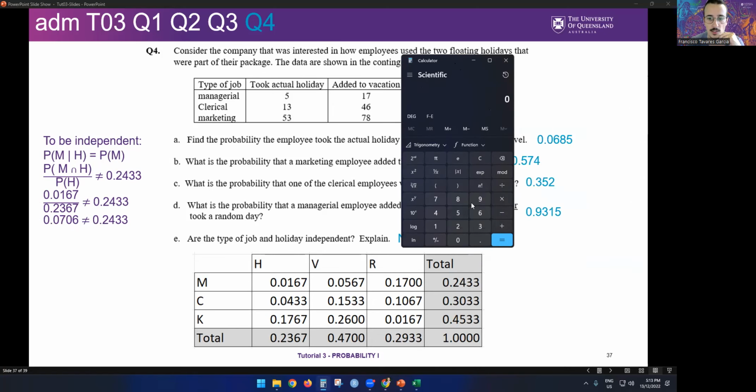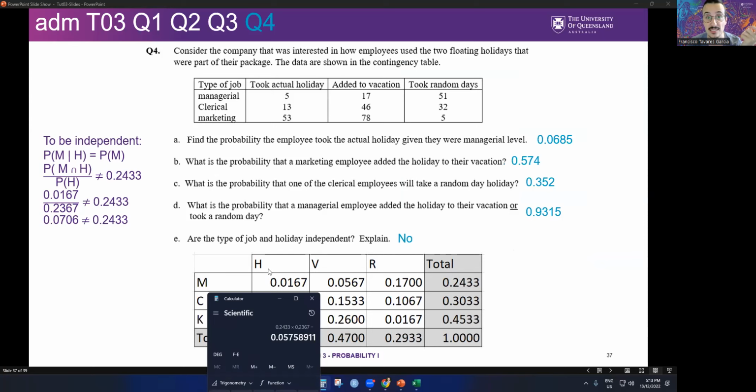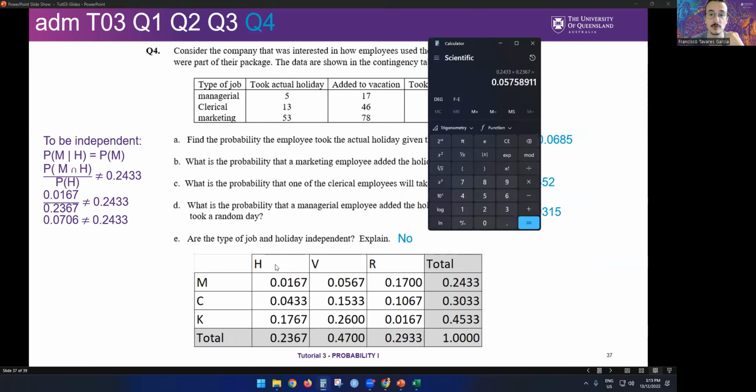Let's do the multiplication. So 0.2433 multiplied by 0.2367 equals 0.05758. That's not the number that we have here. So they're not independent. So it depends. The proportion of people or type of holiday they are taking depends on the job position. Or the other way around, the job position depends on the type of holiday they're taking, which is weird to think, but that means not being independent or being independent.